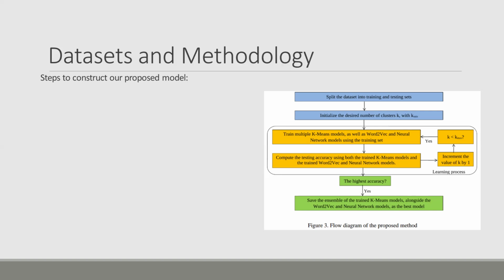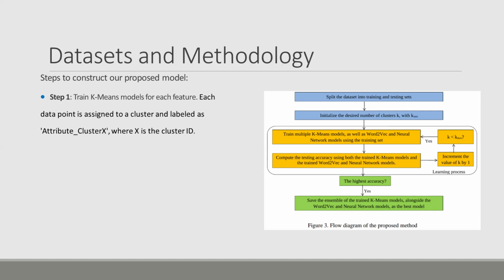The steps for constructing a model using our approach are as follows. In step 1, k-means clustering is applied to each feature, excluding the target variable, with a separate k-means model created for each feature. The algorithm partitions the data within each feature into up to k cohesive clusters, treating each feature independently. Parallel processing is used to accelerate the training process.